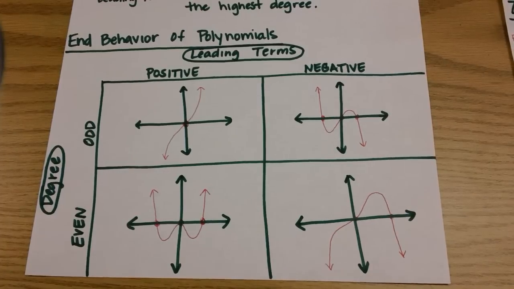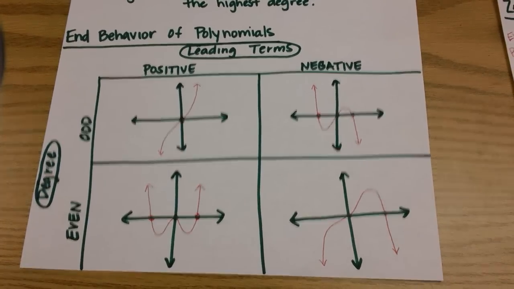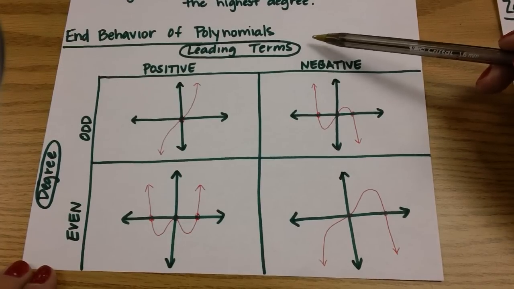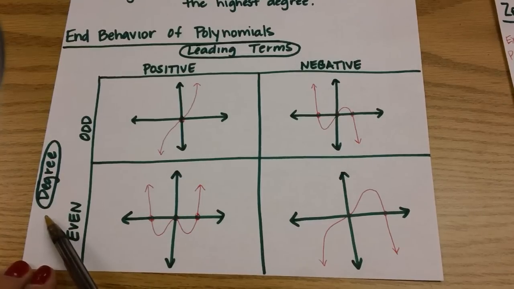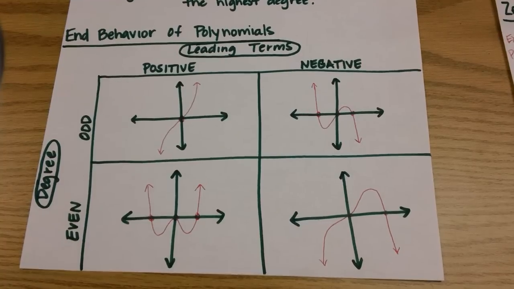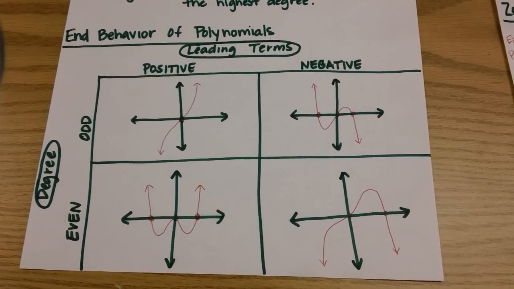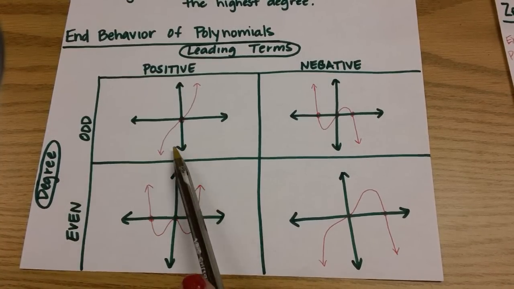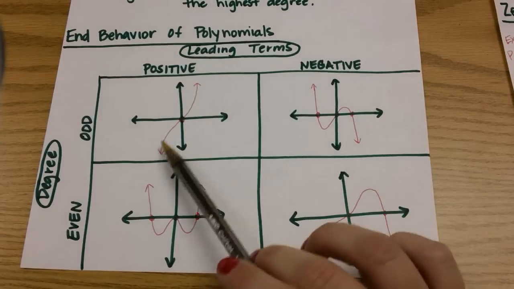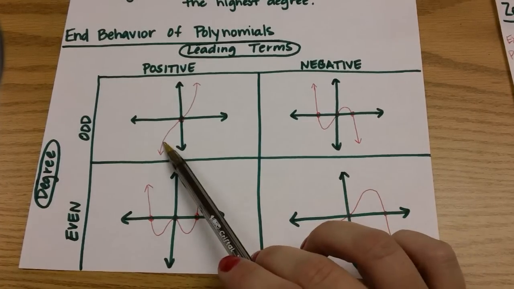When you're looking at end behavior of polynomials, you have to look at two separate things. The first thing you're going to look at is the leading term, and you're going to determine whether it's positive or negative. Then you're going to look at the degree of the entire polynomial. If the highest degree is even or odd, it's going to affect the way the graph looks. So if your highest degree is odd, for example, this here is our cubic function, y equals x cubed. Notice that our end behaviors are in opposite directions.